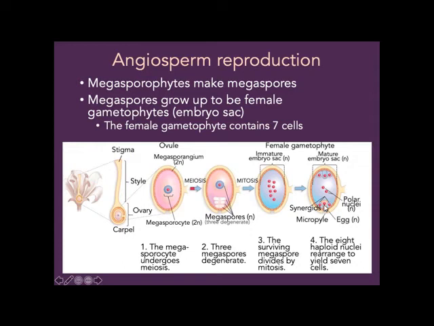Definitely need to know this is the egg here. The 2 on the side are called synergids, and then this one in the middle with 2 nuclei. The nuclei from the center cell are called the polar nuclei. Okay.